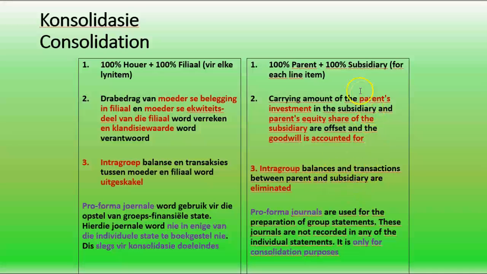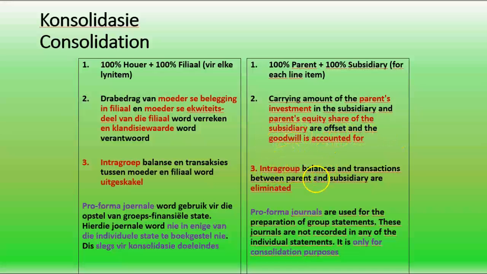Now, that portion which does not belong to me is going to be accounted for in the non-controlling interest item, which is going to be shown as part of the consolidated equity section of the company. The carrying amount of the parent's investment in the subsidiary and the parent's equity share of the subsidiary are offset against each other. And then if there's goodwill, I'm going to account for the goodwill in the consolidated financial statements as part of non-current assets in my books.